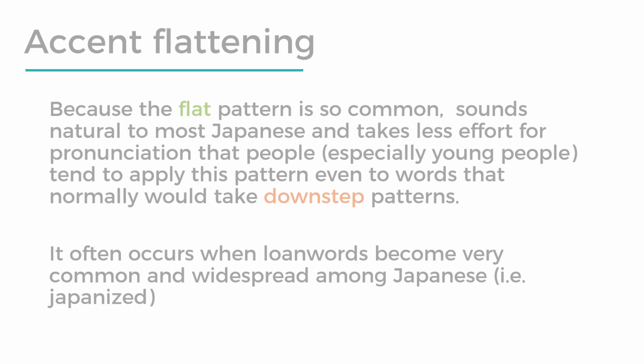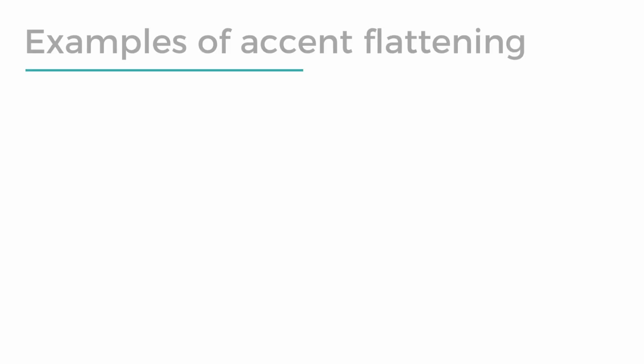For example, I said earlier that most loanwords take downstep patterns. However, one of the exceptions is when loanwords become very common and widespread among Japanese. In other words, when they become Japanized, their pitch sometimes change from downstep to flat. Here are some examples of words where both flat and downstep patterns are acceptable, although it's mostly young people who tend to pronounce them with flat patterns.